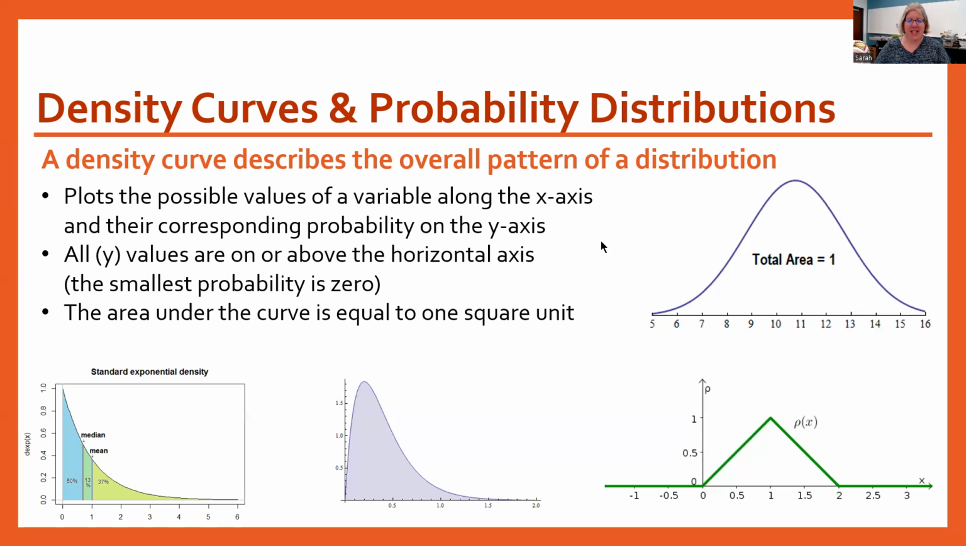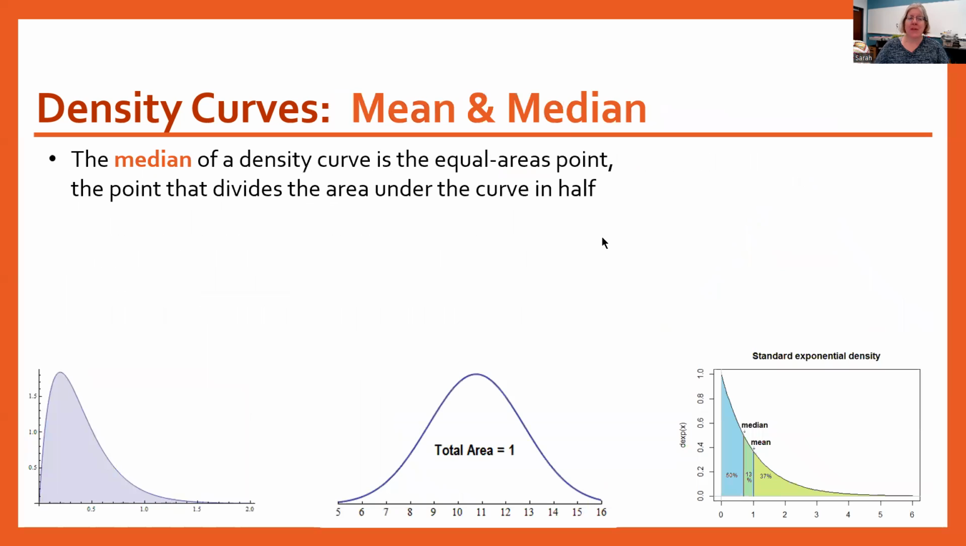or 100%. So let's add a couple more properties here. And some of these might be review, some of these might be new. So the median of a density curve is the equal area point. So if we were able to cut that area exactly in half in a 50-50 split, it's going to cut the area under the curve in half, which is hopefully what we remember from box plots in chapter 2, that median is a 50-50 split.